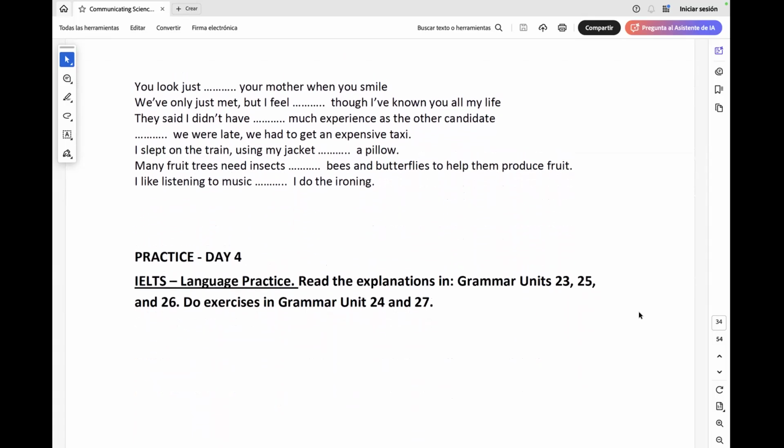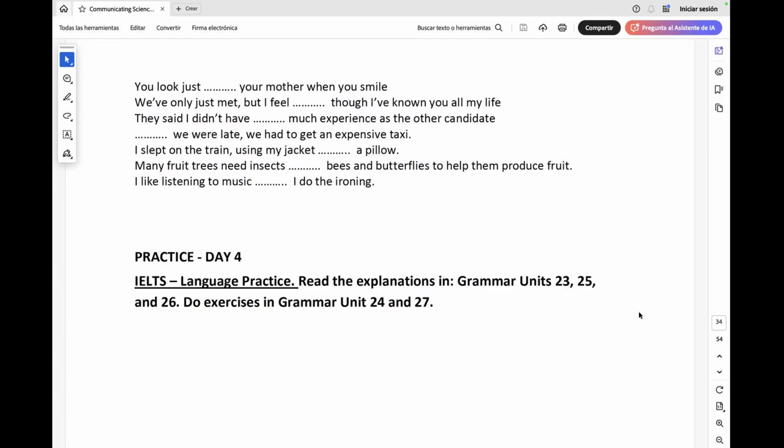Next one. You look just like your mother when you smile, or you look just as your mother when you smile. It doesn't sound good if you say you look just as your mother when you smile. You look just like your mother when you smile. So you're comparing the smiles and you are saying that they are similar, that they are alike.